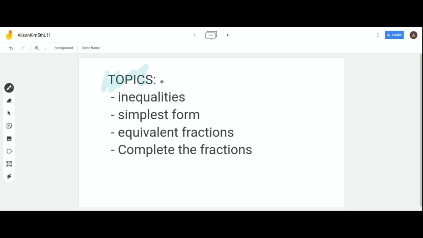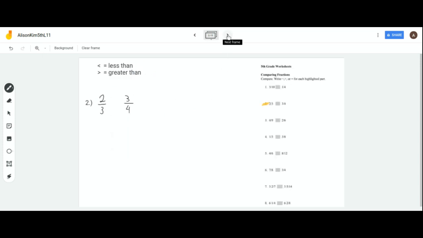Hi 5th graders, today we're going to be learning about inequalities, simplest form, equivalent fractions, and completing the fractions. So let's get started. It's fairly easy today.